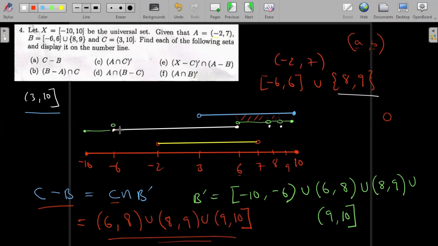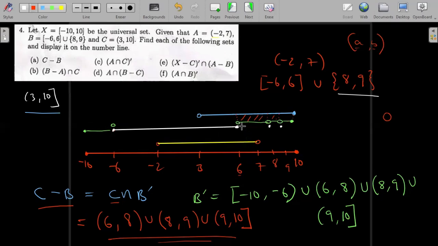So if our set B is shaded at -6, then -6 is not going to be part of the complement because it's in the set B. So it won't be in B complement. That's why we leave an open interval there. Then we go up to 10, and we close there where -10 is. So this here, in green, is the first part of the complement.